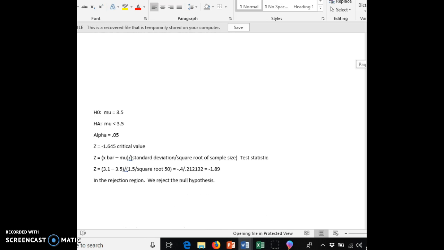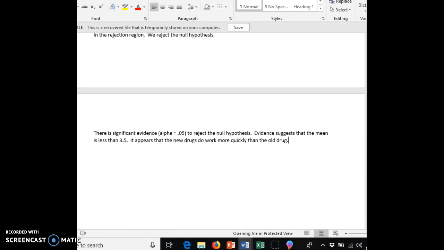And then we want to apply it to the situation at hand. And here it means if that alternate is true, it means the new drugs are working more quickly than the old drugs are, which is an important conclusion.